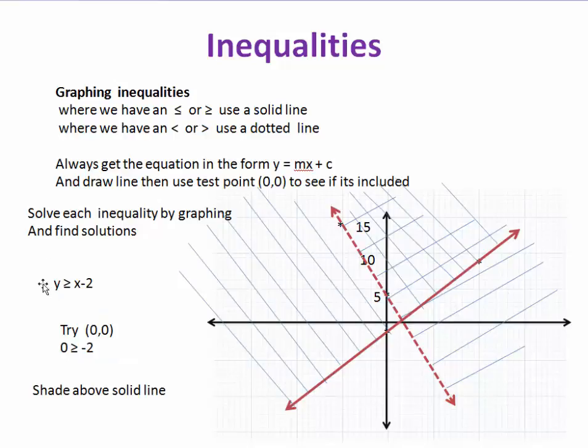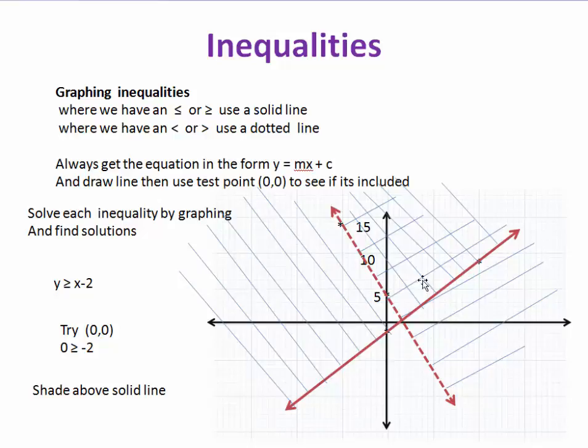Now we're going to use the next inequality, which is y is equal to or greater than x minus 2. This is going to be this solid line, crosses the y-axis at minus 2, and then follow the same procedure, use our point 0, 0, put y equals 0 and x equals 0 in here, and we get 0 is equal to or greater than minus 2, which it is. So our point here is included in our solutions.